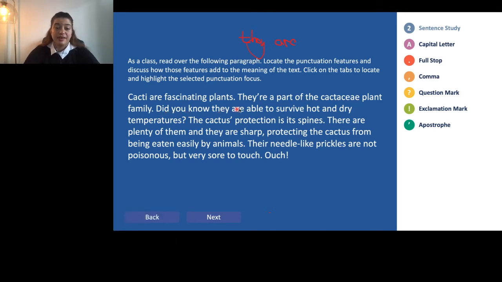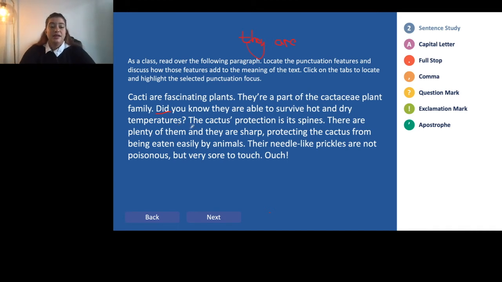Did you know that they are able to survive hot and dry temperatures? Now, we've got 2 uses of punctuation here. I've got a capital letter and I've got a question mark. Very good. So, question mark. The reason they put their question mark there is because we have this very special word. This one, did. Did you know? Did you know is absolutely a question.